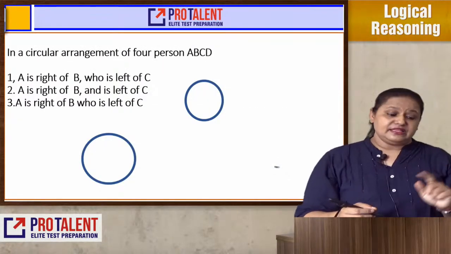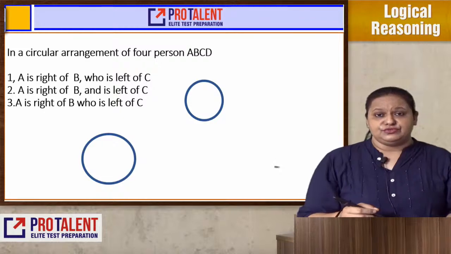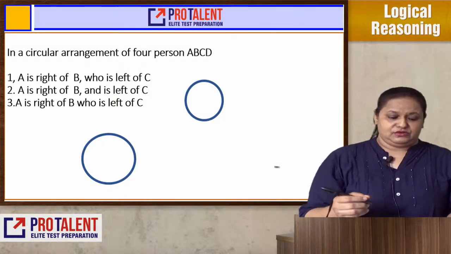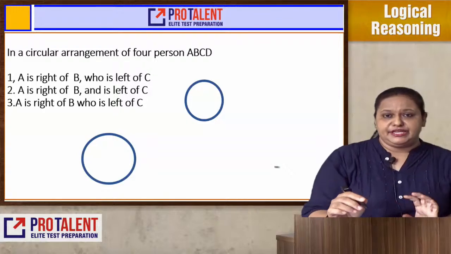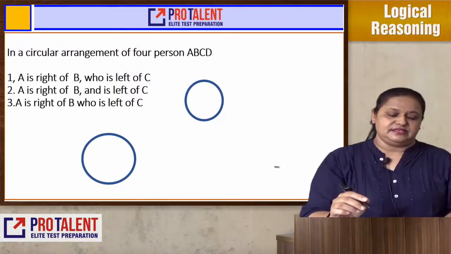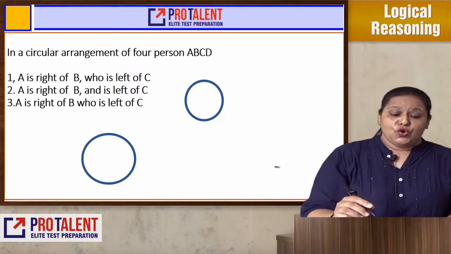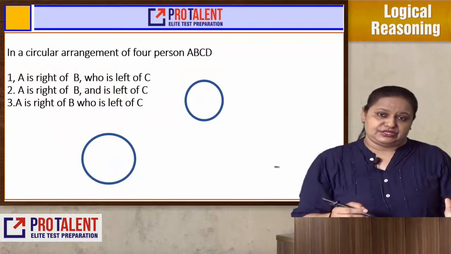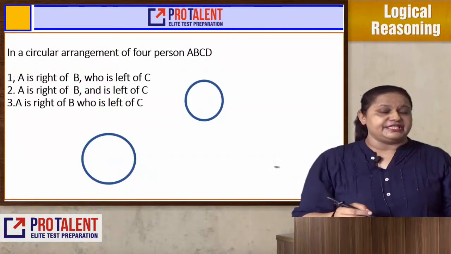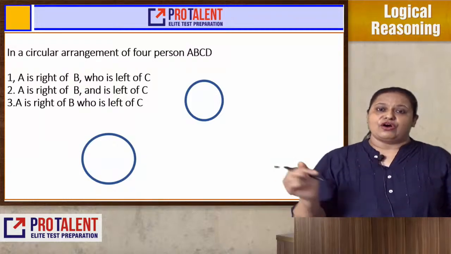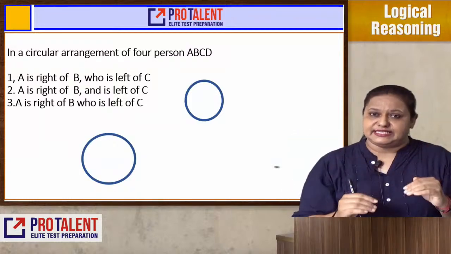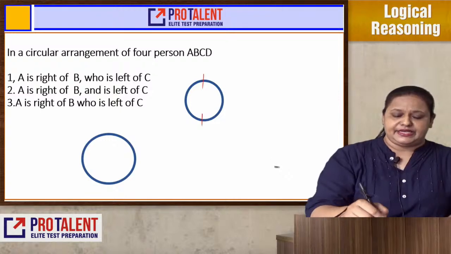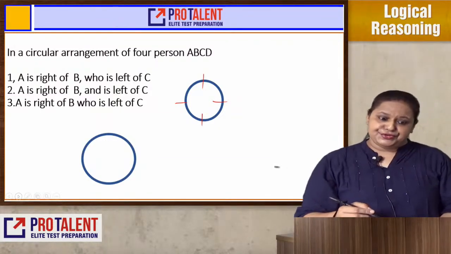Then this is another confusing set of statements. A is right of B, okay? So say there are A, B, C, D, 4 people. A is right of B, who, comma, is left of C. If nothing is mentioned, then we are going to assume that all are facing the center, right? In that case, how am I going to do this?